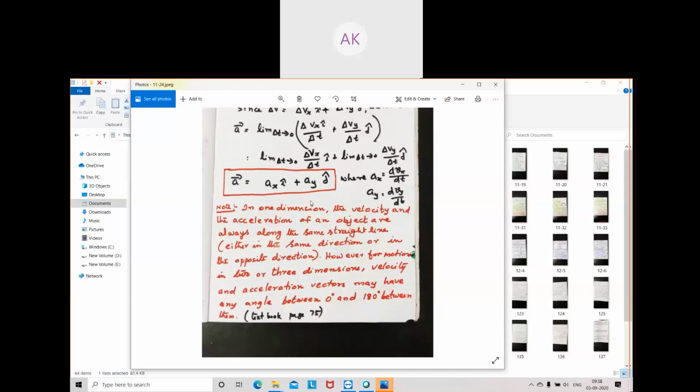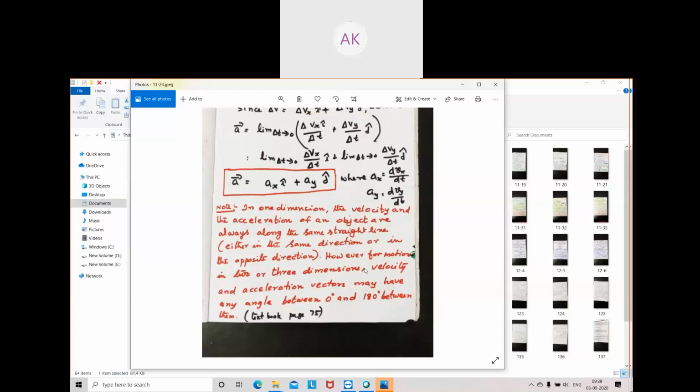Another example: a body is moving along the y-axis, one dimension motion. What is the direction of motion? Along the y-axis. What is the direction of velocity? Along the y-axis. What is the direction of acceleration? Along the y-axis. All are along the same axis. So in one dimension, displacement, velocity and acceleration are all along the same straight line, in the same direction. Sometimes the body may be moving upwards, sometimes downwards, but the direction is not changing.